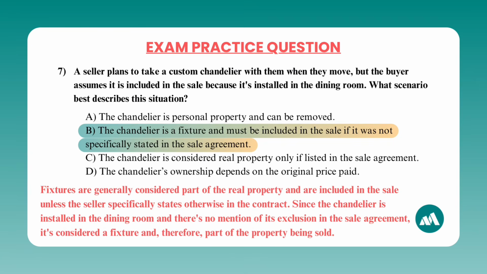Since the chandelier is installed in the dining room and there's no mention of its exclusion in the sale agreement, it's considered a fixture and therefore part of the property being sold.